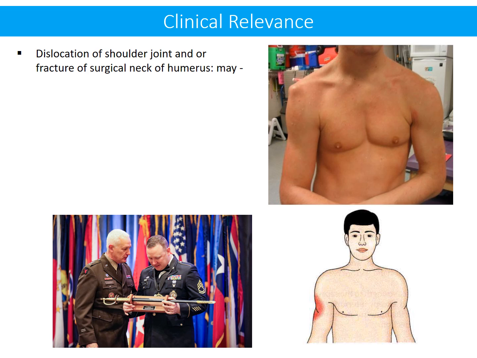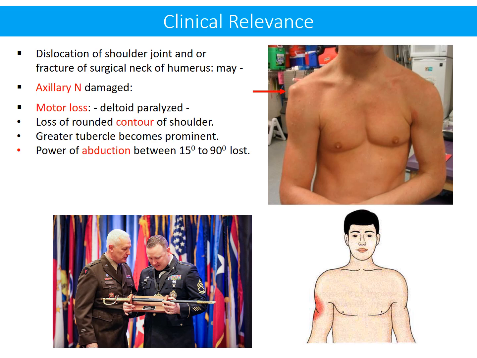Dislocation of the shoulder joint and/or fracture of the surgical neck of the humerus may lead to damage to the axillary nerve. If this happens, it leads to motor as well as sensory loss.